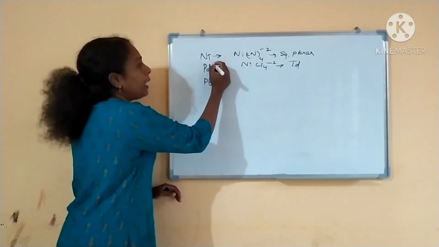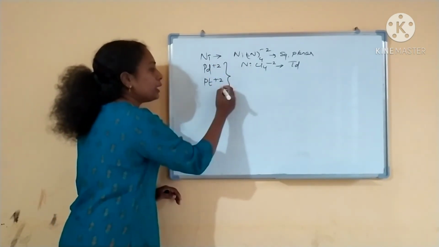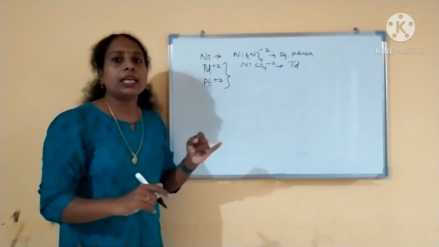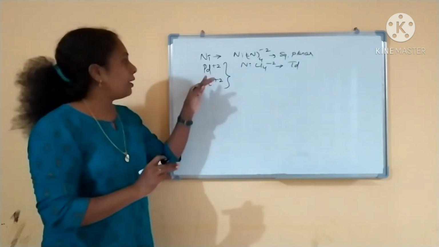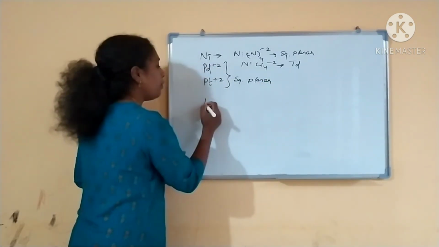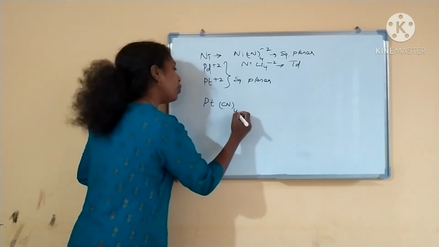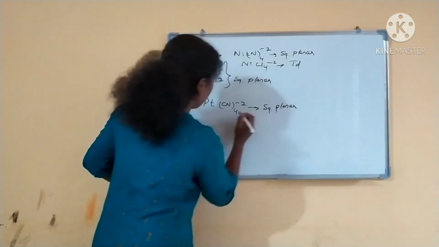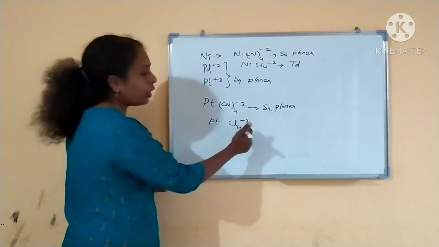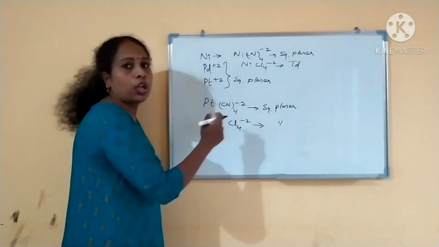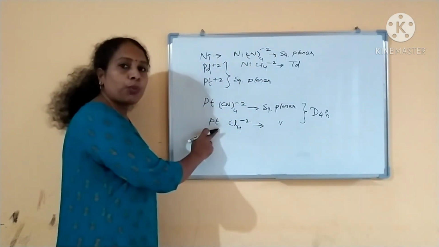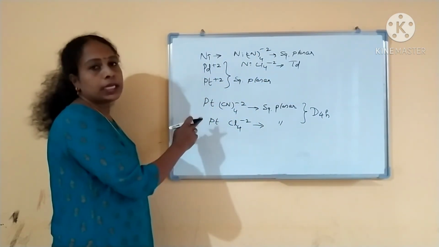But if you see palladium 2+ and platinum 2+, these two metals in the plus 2 oxidation state, whatever the ligand, whether strong or weak, will always form square planar complexes only. If it is [Pt(CN)4]2-, it will form square planar. The same way, if it is [PtCl4]2-, with chlorine also, the complex formed will be square planar, and this belongs to the point group D4h. It will never form tetrahedral complexes. Okay, platinum 2+ and palladium 2+.